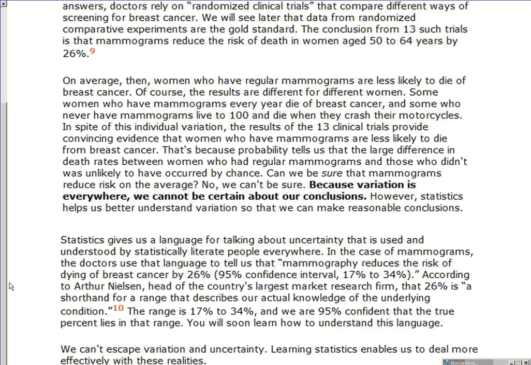According to Arthur Nielsen, head of the country's largest market research firm, that 26% is a shorthand for the range that describes our actual knowledge of the underlying condition. The range is 17 to 34%, and we are 95% confident that the true percent lies in that range. You will soon learn how to understand this language. We can't escape variation and uncertainty. Learning statistics enables us to deal more effectively with these realities.